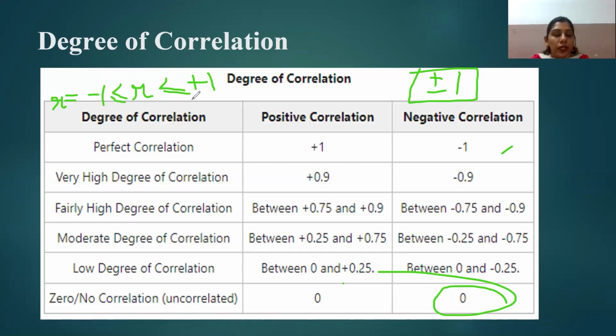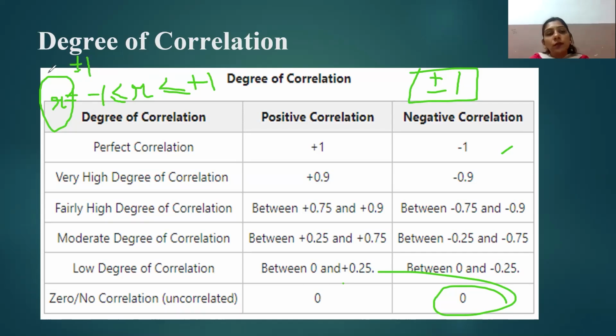So this plus minus sign basically indicates the positive linear correlation and the negative correlation, but the value of r is denoted with the coefficient of correlation. So it should be between plus minus 1. Okay, so these are the degrees of correlation.